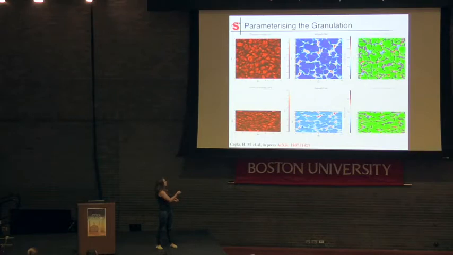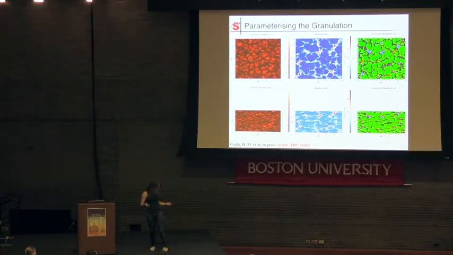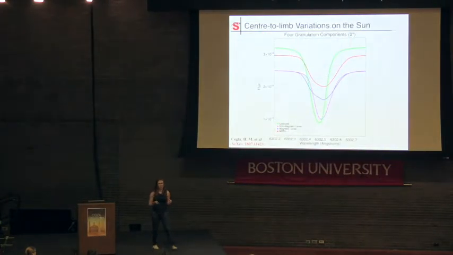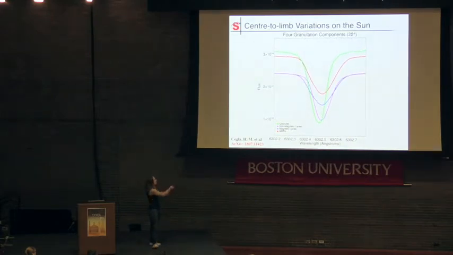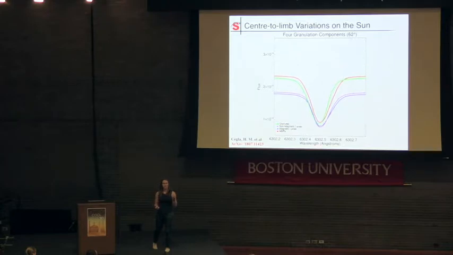And we say, okay, now we have these different 4 components here, color-coded. We know the granules are bright and non-magnetic, so that's one. And we know that in the intergranular lane, we have magnetic regions and non-magnetic regions. And if you have concentrations enough of the magnetic field, they can be bright because you evacuate your flux tube. And so this is showing you the corresponding line profiles for the different physical components of the granulation.